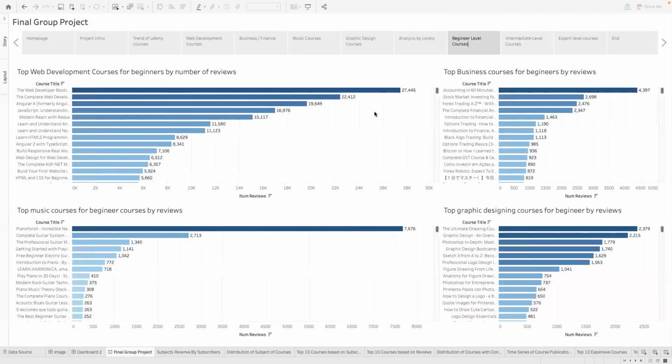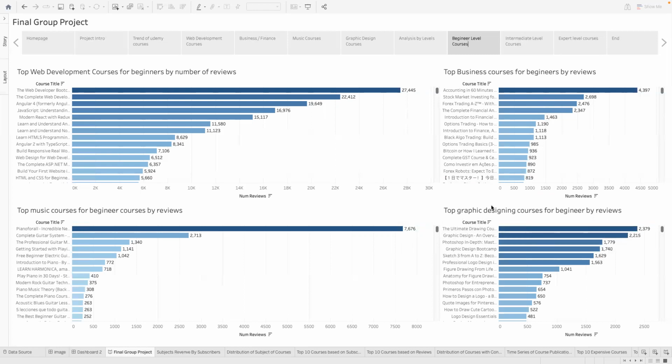Here we can see that for web development, more than 25,000 learners are in beginner level courses, whereas in accounting, which is a business related course, there are around 4,000 learners. Likewise, in music courses, more than 7,500 learners were enrolled, and for graphics, around 2,000 in ultimate drawing courses.